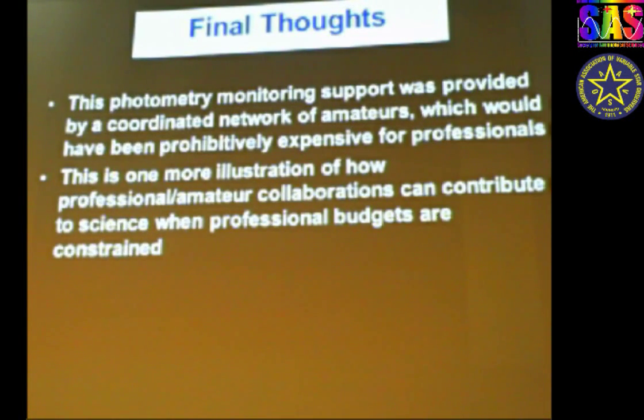Some final thoughts. This is another example of pro-am collaboration where the work that she needed to do exactly fit in with the data the amateurs could provide. And so it was a fun project, and any of you that have an opportunity to do something like this, I highly encourage it. It was a lot of fun to do.